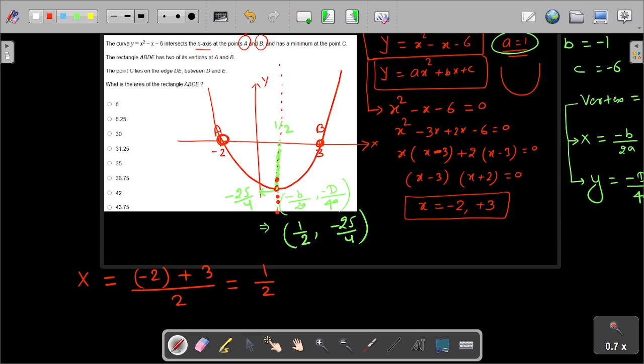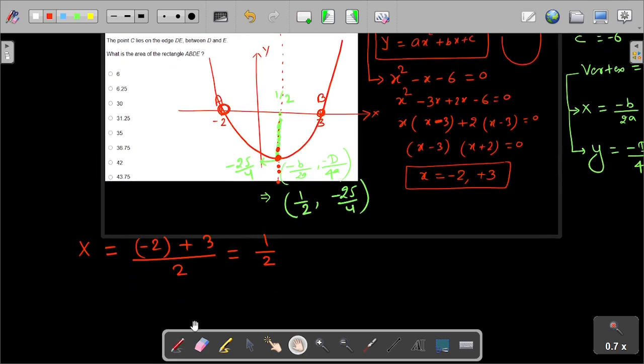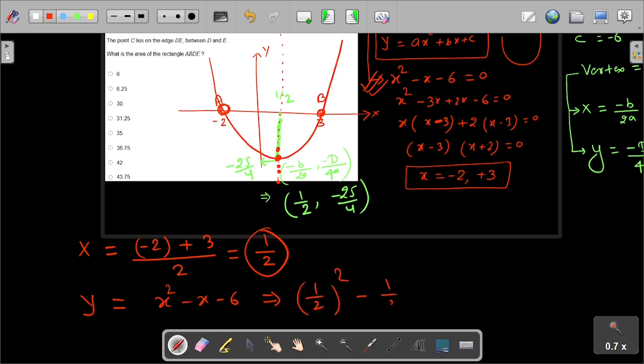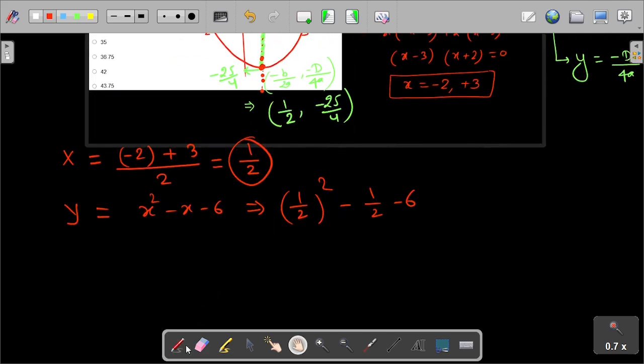So its vertex will lie on this line. If you want to find the y coordinate, it's again a simple concept. Just put this x value in your equation. See, like we have the equation here, x square minus x minus 6. So just put the value 1 by 2. So when you put 1 by 2 square minus 1 by 2 minus 6, let's find it and verify it.